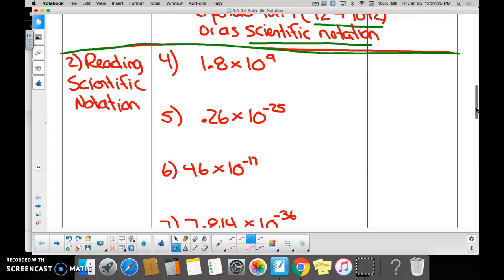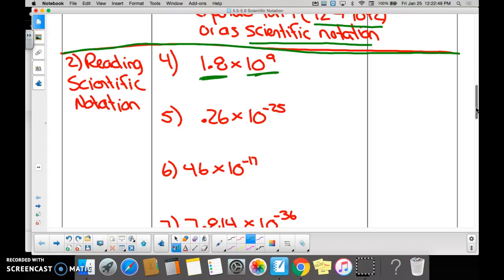Number 2, reading scientific notation. So we're going to evaluate the next several problems and decide if they are scientific notation or not. So when I look at number 4, it says 1 8/10 times 10 to the 9. The definition of scientific notation is the number we're multiplying by the power of 10 has to be bigger than 1 and less than 10. 1 8/10 is bigger than 1 and it is less than 10.